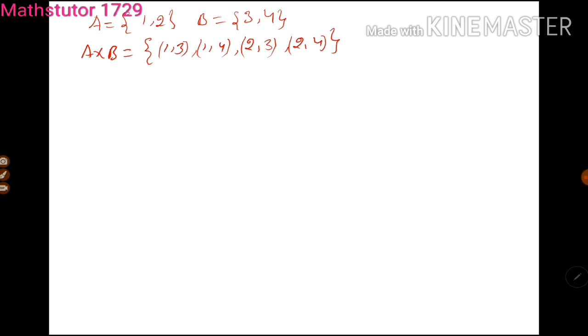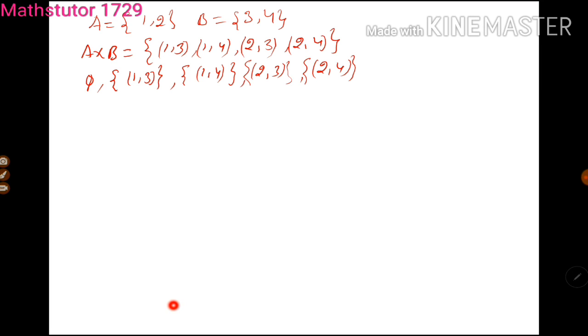Now we know that the empty set is a subset of every set. So the first set is the empty set. The next ones are sets containing only a single element, because by the definition of subset, the set has the element (1, 3), which is also an element in A cross B. So this is also a subset of A cross B. Similarly (1, 4), similarly (2, 3), and similarly (2, 4). These are the subsets of A cross B.